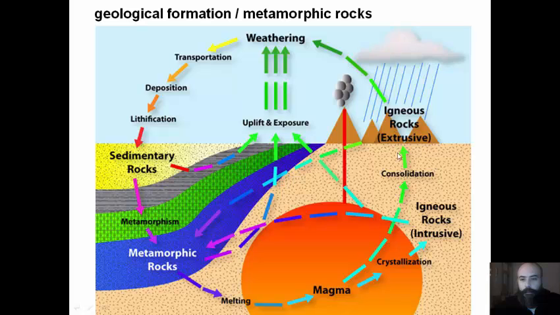In this picture, we can see that we have magma here, and with the eruption of volcanoes, we have igneous rock formation over the earth or under the earth. With the effects of weathering, we have sedimentary rocks, and by the effects of pressure or heat, we have metamorphic rocks. When they melt, we have again the magma.